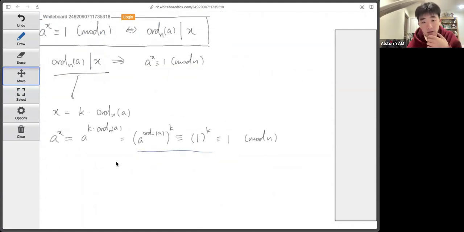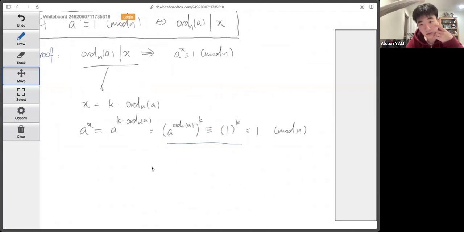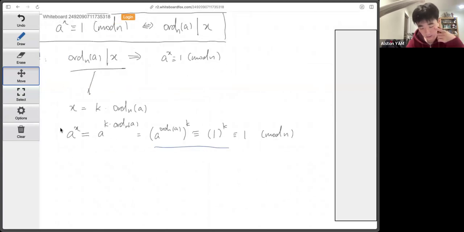So just to recap, the most key step in this proof is this part here. This part tells you that I've written x as a multiple of the order. Then I actually use the order to give me a 1 in the congruence. From that point, that just gives me 1 to the power of some power, and I can ignore that because 1 to the power of anything is just 1. So now we have the left hand side: A to the x is congruent to 1 mod n.